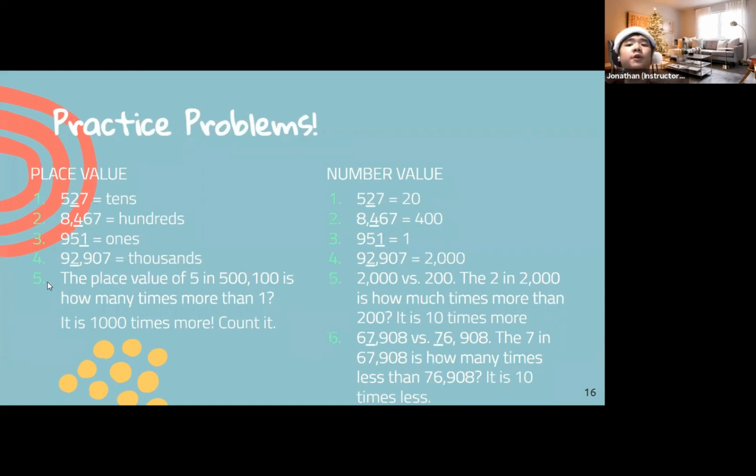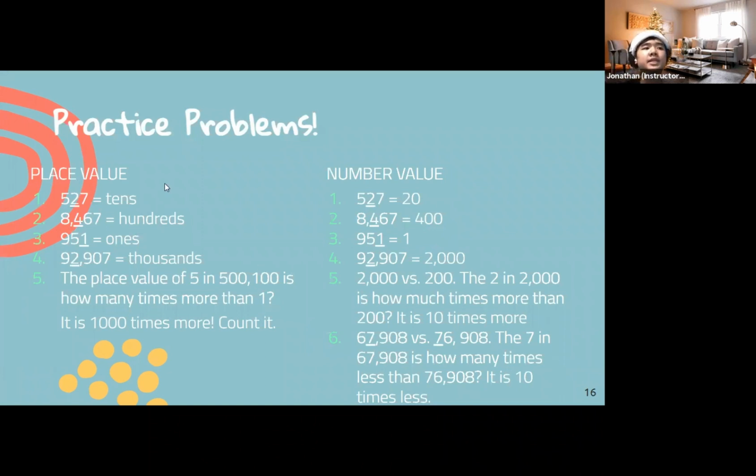So the place value of 5 in 500,100 is how many times more than 1? Okay, so we find the place value of the 1 first. So 0 is in the ones place, 0 is in the tens place, 1 is in the hundreds place. So that means the 1 is in the 100s place. How about the 5? The 5 is in the 100,000th place. So it's 100,000 compared to 100. So we just count the number of zeros. So it's going to be 1,000 times more.